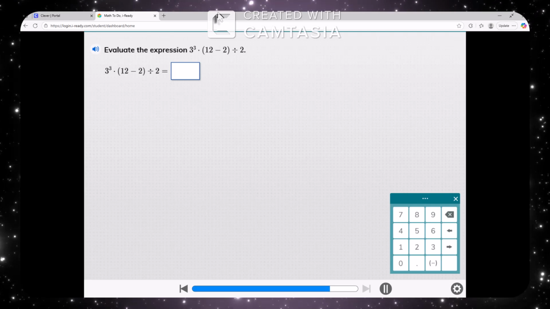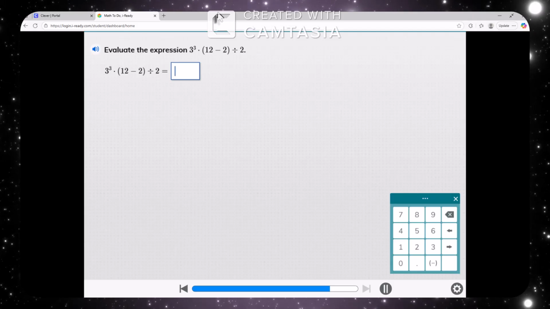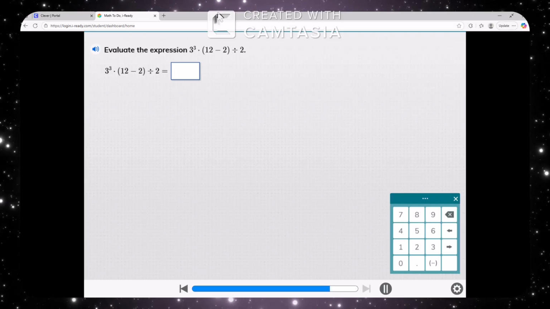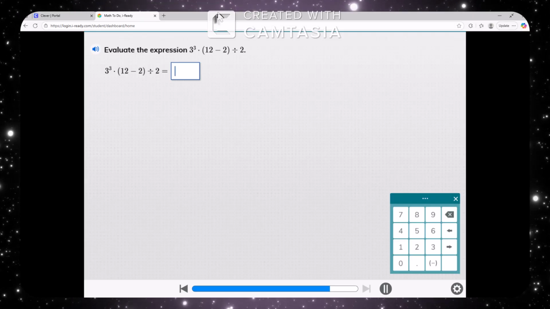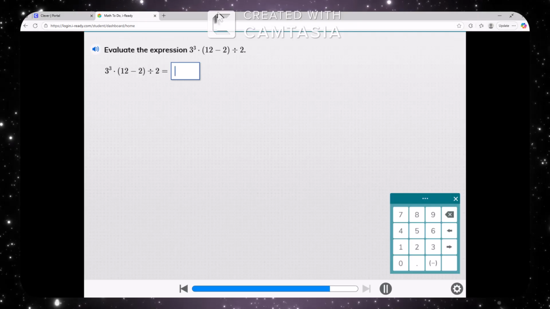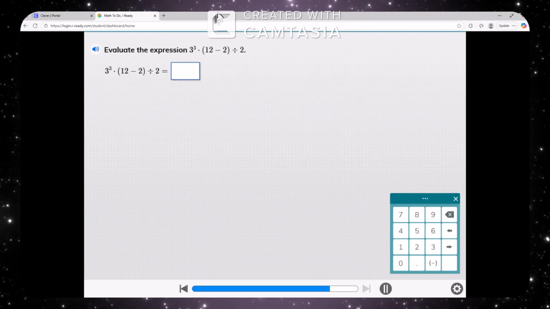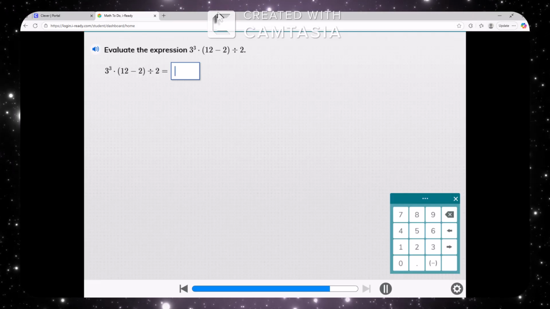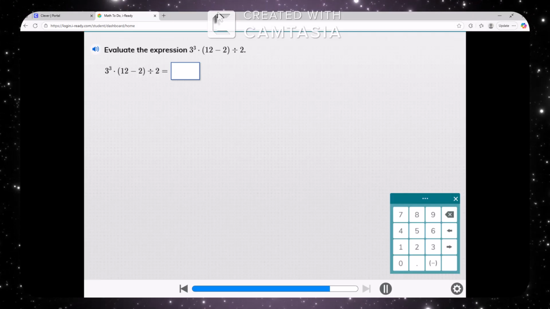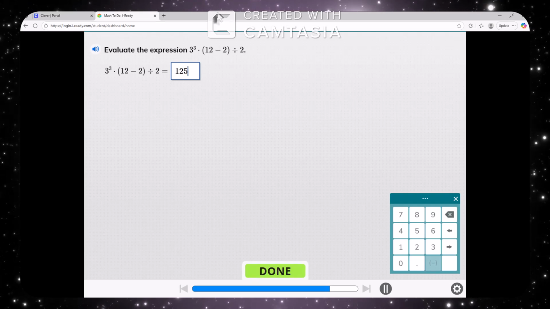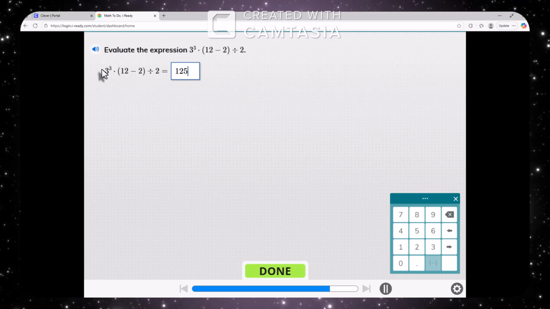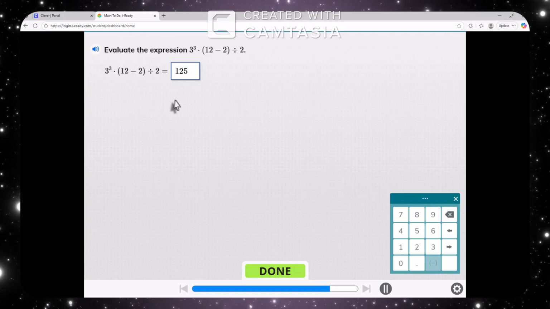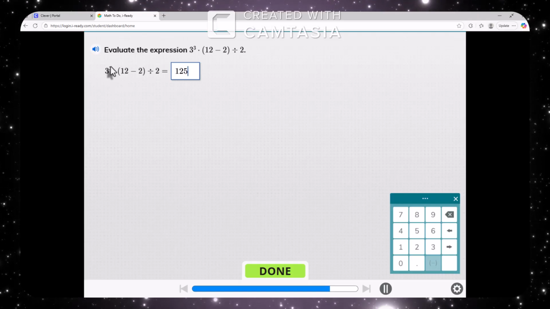270 divided by 2 is 135, but I'm going to double check that. Divided by 2... which is equal to 125, and I'm gonna double check it. So look, we do this one first. PEMDAS: 12 minus 2 is equal to 10 times 27, which is 270.